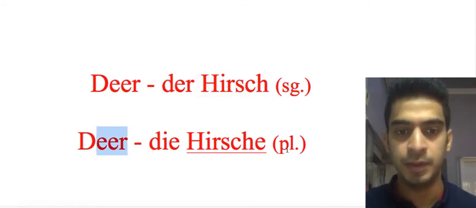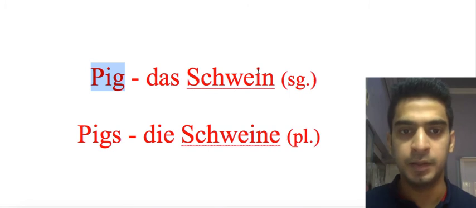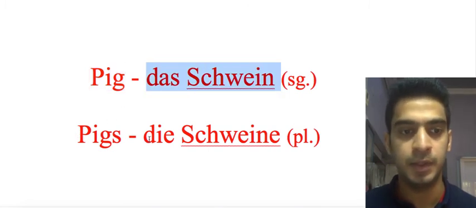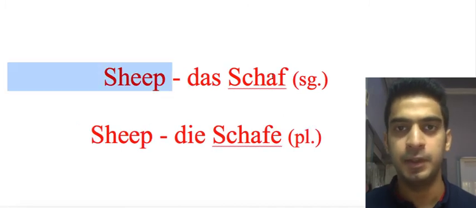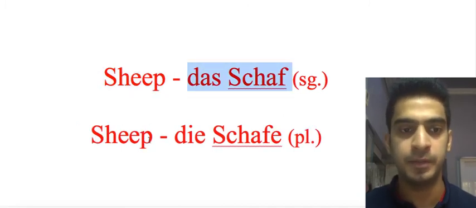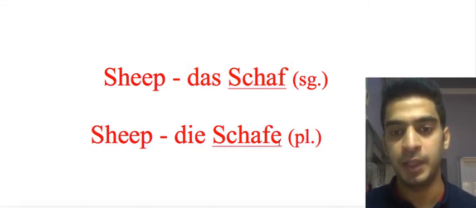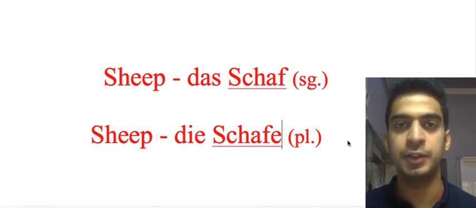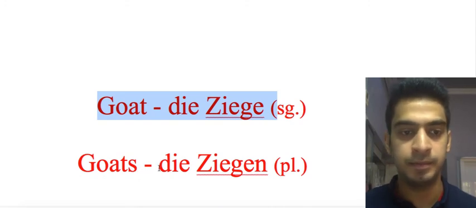Deer, der Hirsch, singular form. Plural, deer, die Hirsche. We have an extra e at the last position. Die Hirsche, deer. Pig, das Schwein, singular form. Pigs, die Schweine, plural form. We have an extra e at the last. Die Schweine, pigs. Sheep, das Schaf, singular form. Sheep, plural, die Schafe, plural form. Extra e at the last. Die Schafe.